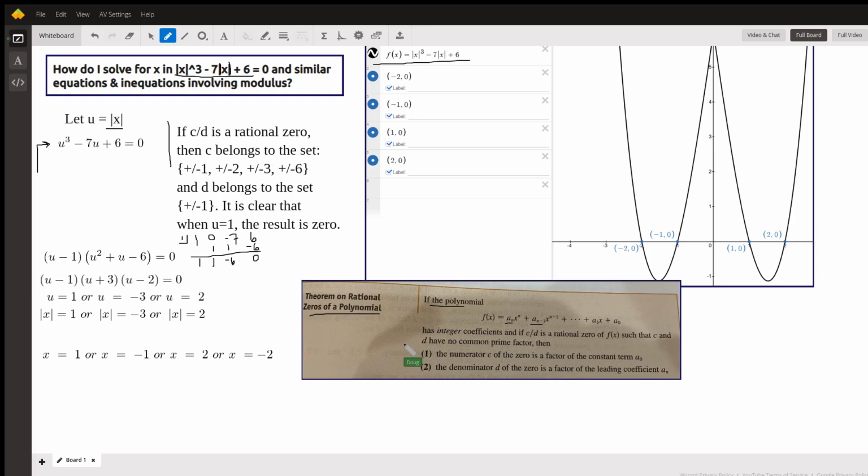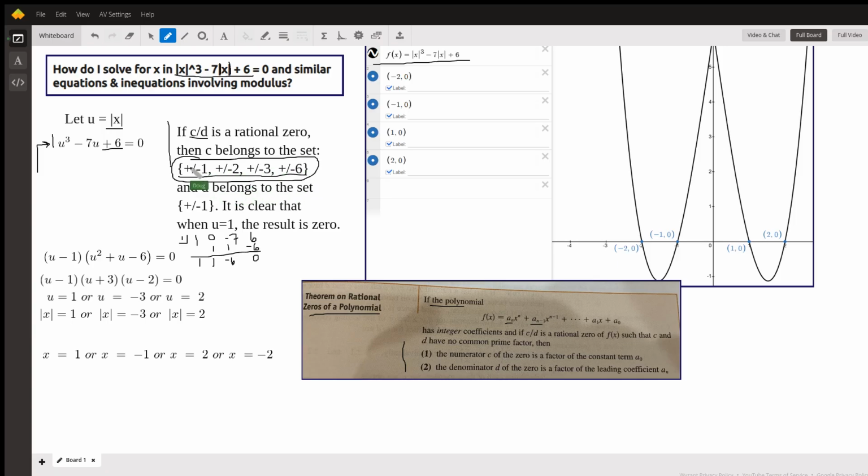So this theorem applies. The numerator of the rational zero will be a factor of the constant term. So if c over d is a rational zero, then c will be a factor of the constant term, which is 6, which means these are the possible numerators of the rational zero. And the possible values for d will be, well, the factors of the leading coefficient are just plus or minus 1. And by the way, this ends up being the set of all possible rational zeros.